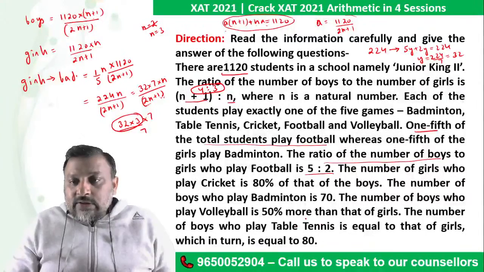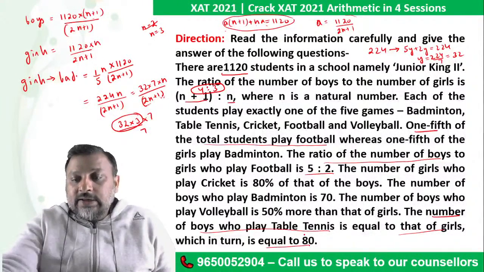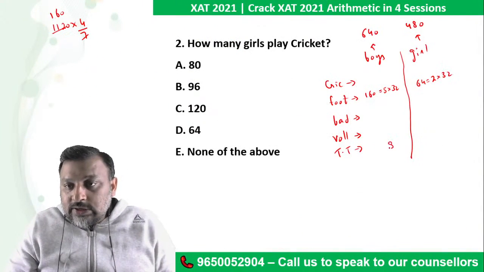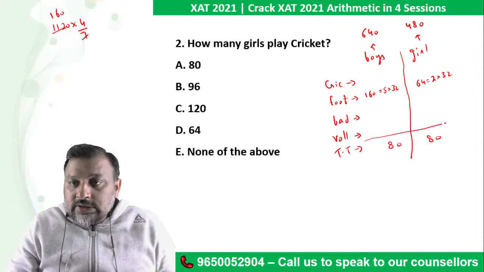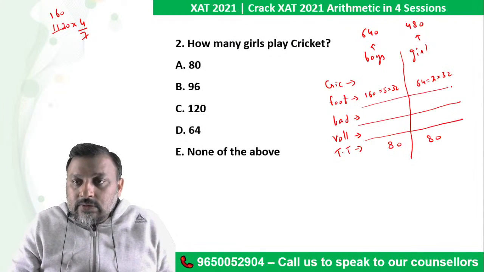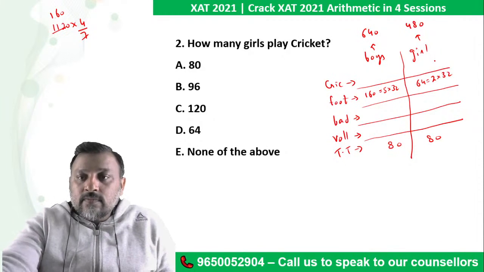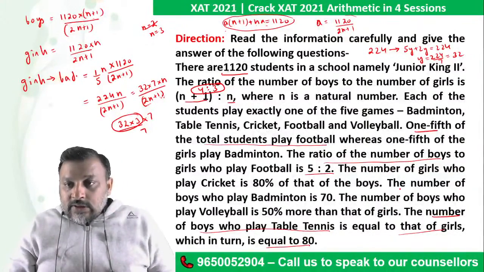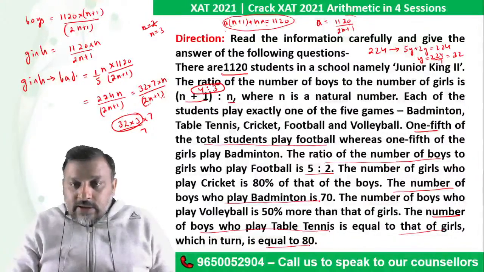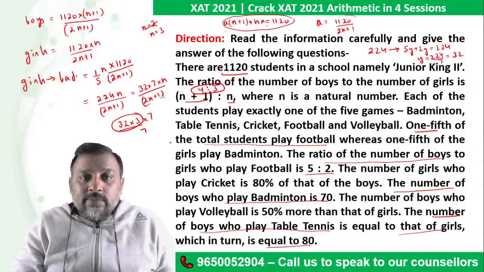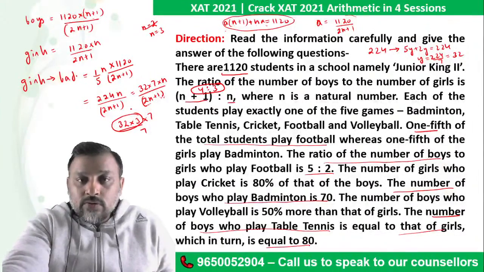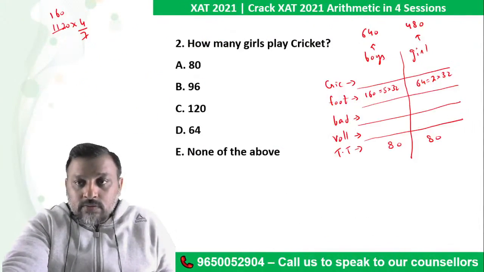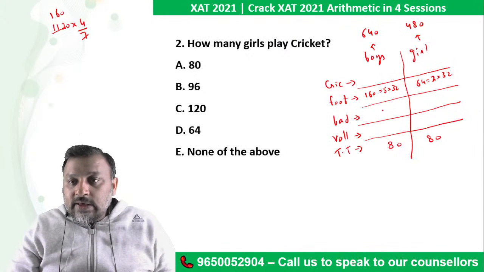Then this information is given. The number of boys who play TT is equal to that of girls, which in turn is 80. So we know each of these values is 80. Girls and boys playing TT. Okay, then this information is given. The number of boys who play badminton is 70 and girls playing badminton, we have calculated this to be 224.